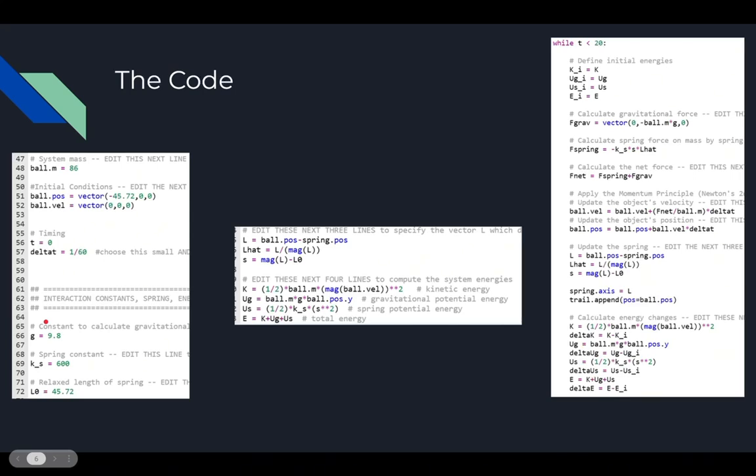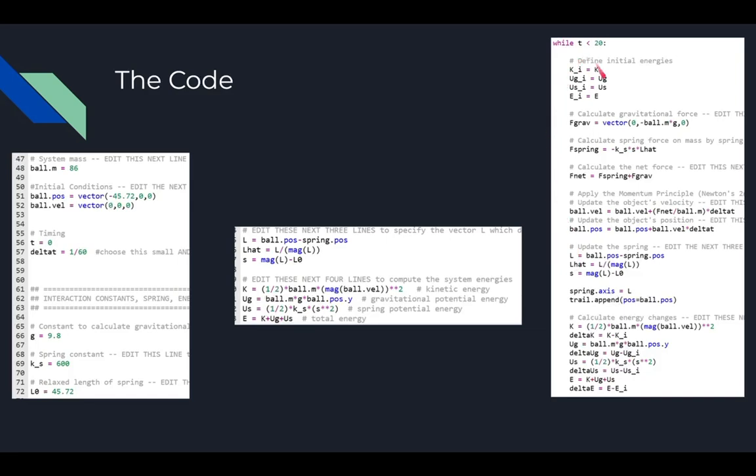The code in this lab: these are the initial conditions here in the code. And then here is where we get our vector, which is L hat. And then we have this to get our system's energies, which are our K, the potential of gravity, the potential of the spring, and the total energy.